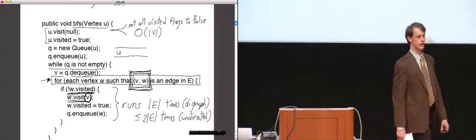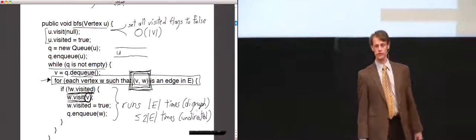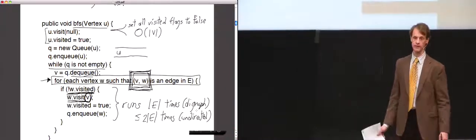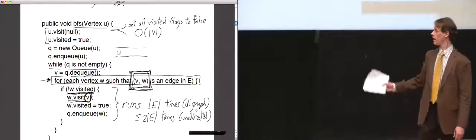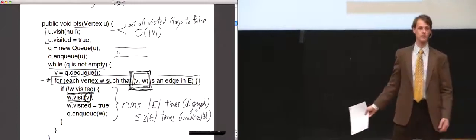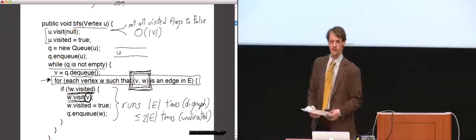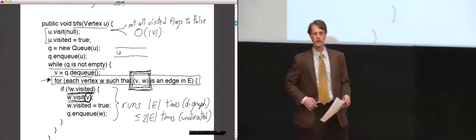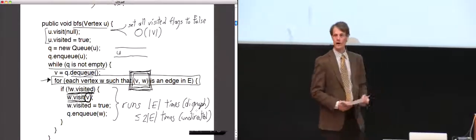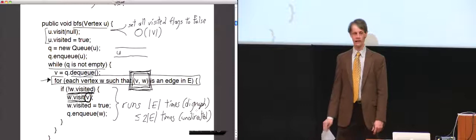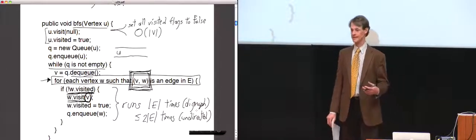So the inner loop is probably usually the most expensive part. If it's a connected graph, it's the most expensive part. And so that's going to run big O of E times. That's the main cost of depth first, or breadth first search. Any questions about that? All right, that's if you're using an adjacency list.